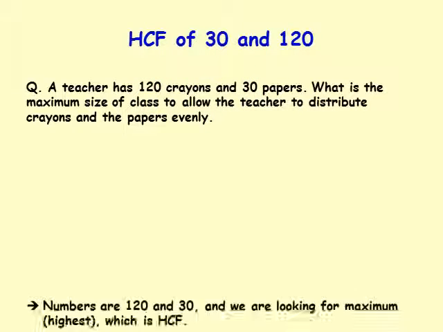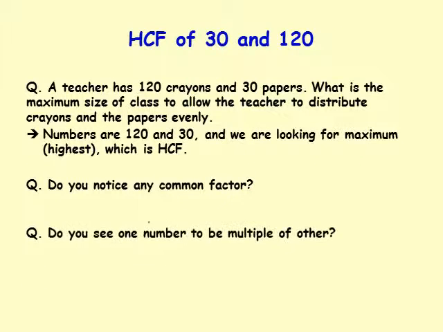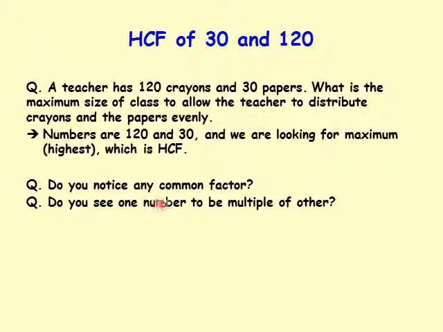Let's continue here. The two numbers are 120 and 30. We're looking for the maximum, the highest, which is the HCF. Do you notice any common factor? Do you see any number, one number a multiple of the other? 120 is a multiple of 30. Yes, and that number is 30.